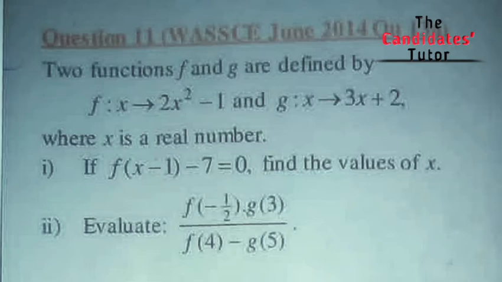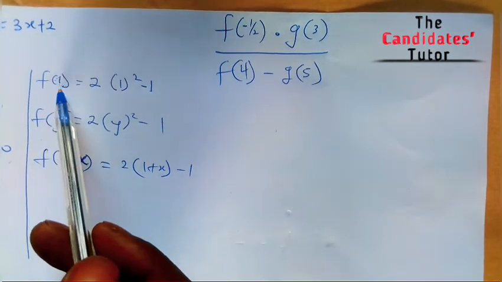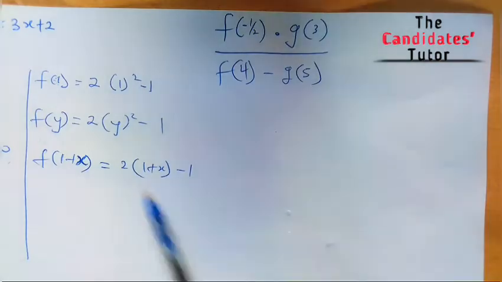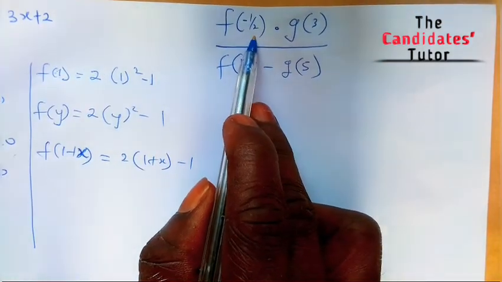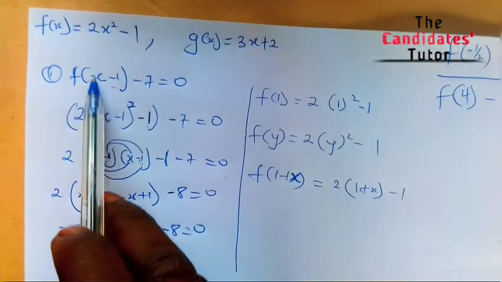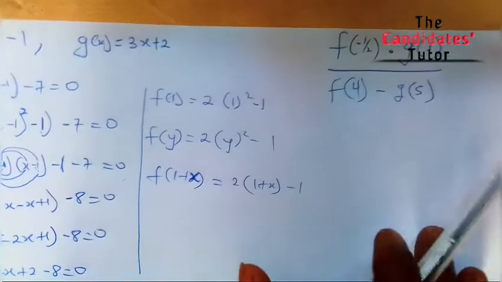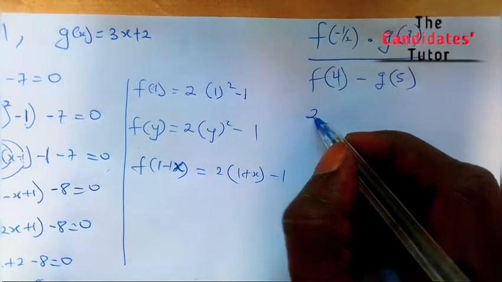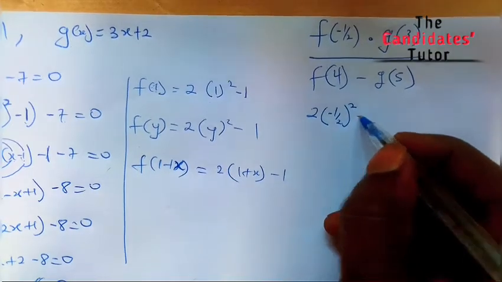Alright, so just as we developed the concept from here, if we are given, let's say, f of 1, just substitute the 1 wherever you see x. So you're just going to use the same thing. Wherever we are going to see x, we are going to put negative half there. So this is our rule: f of x is equal to 2x squared minus 1. So when I come here, I'm going to have 2 into brackets negative 1 over 2 all squared minus 1.